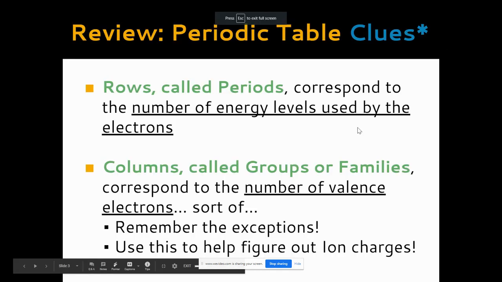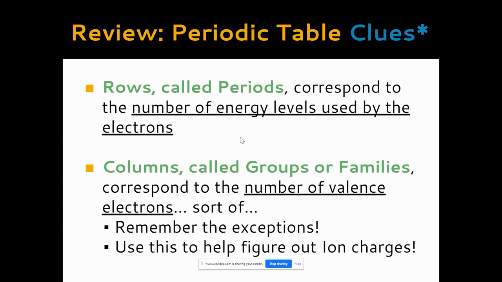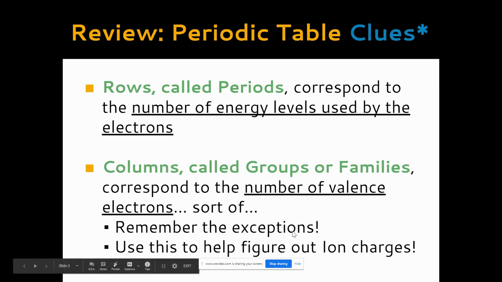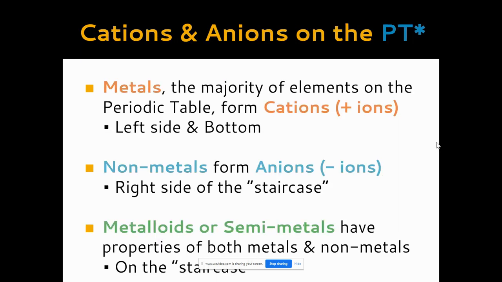All right, now, the periods correspond to the energy levels used by the electrons, generally. And the groups correspond, like I said, to the number of valence electrons. Now, remember those exceptions I was just talking about, the big chunk in the middle, those don't count for valence electrons. Now, this will also help to figure out ion charges, which we'll talk about.